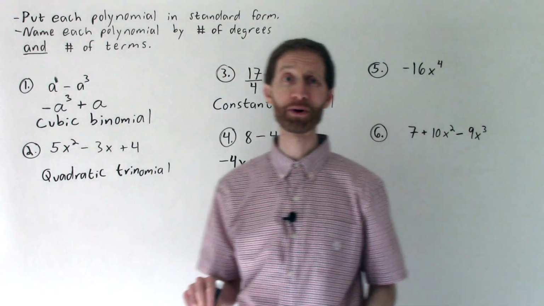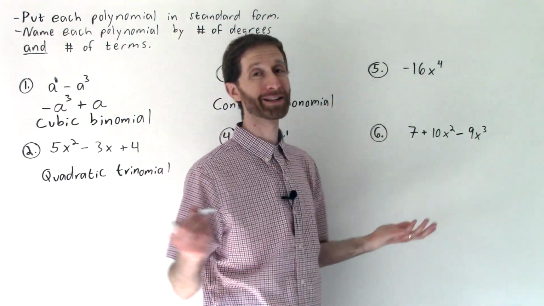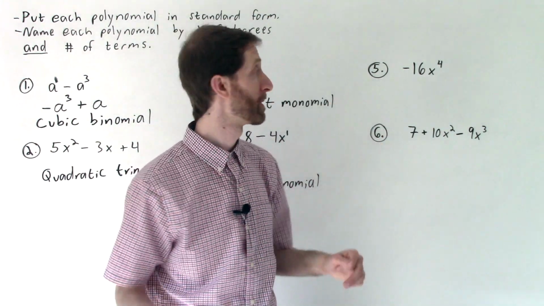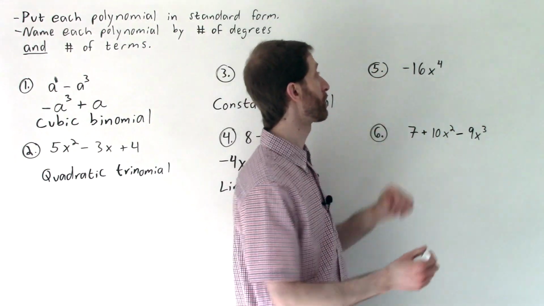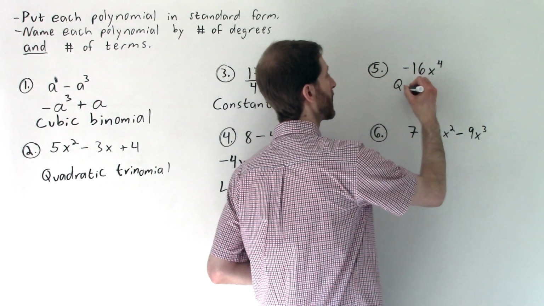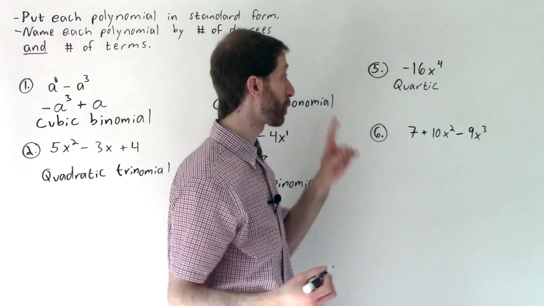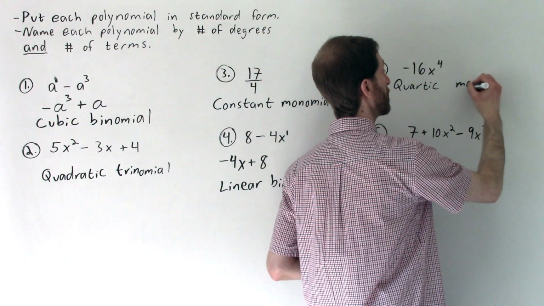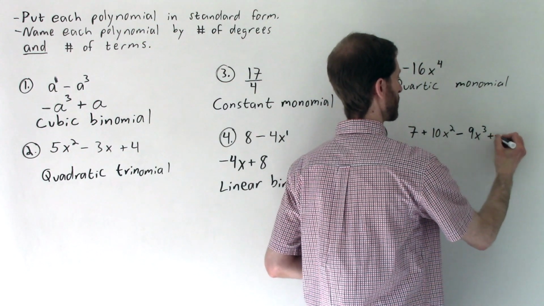Let's carry on with the practice. All right, so number 5, it's already in standard form because there's only one term, right? So negative 16x to the 4th, that would be a 4th degree, which we call quartic, like quarter or quartet, or 4th degree, and there's one term, monomial.